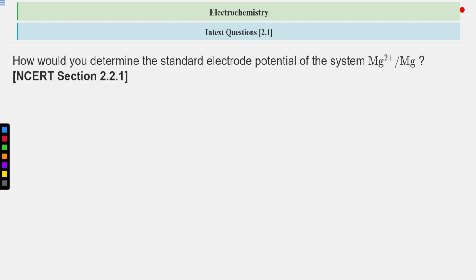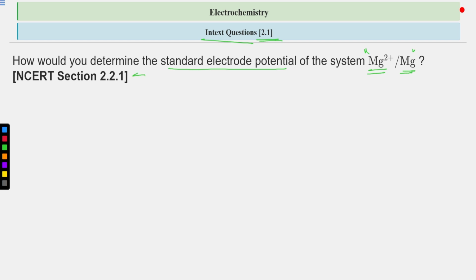Okay, now let's see some in-text questions. So let's see the first in-text question, which is marked as 2.1. The question asks, how would you determine the standard electrode potential of the system Mg2 positive to Mg? So this system is representing a half cell. This should also have a half cell reaction. How can you determine the standard electrode potential of the system? This is the question.